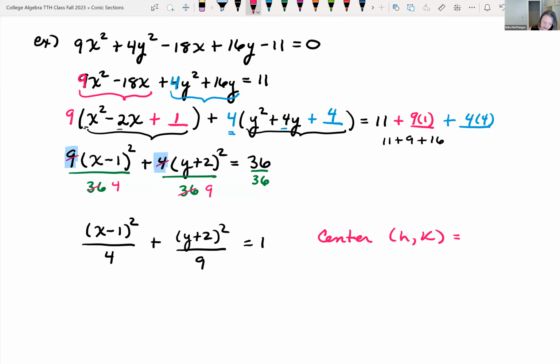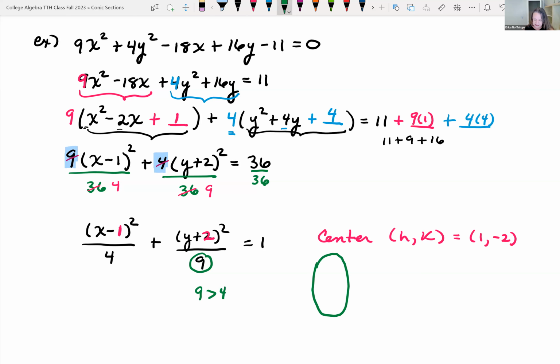And in our fact, h is always with the x values, opposite sign, so 1. k is always with the y value, opposite sign, so -2. So locate the larger denominator, and that's going to tell us if the major axis is parallel with the x-axis or the y-axis. The larger number in the denominator is a 9. So 9 is bigger than 4. So I know that the shape of my ellipse is elongated this way.